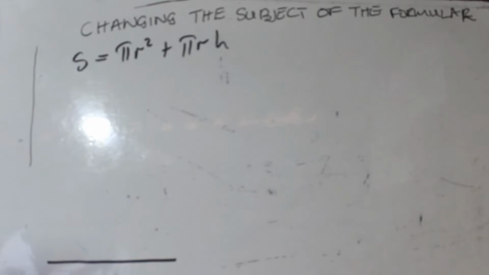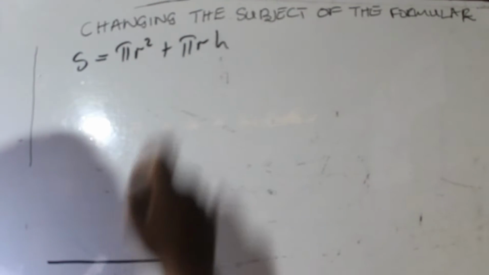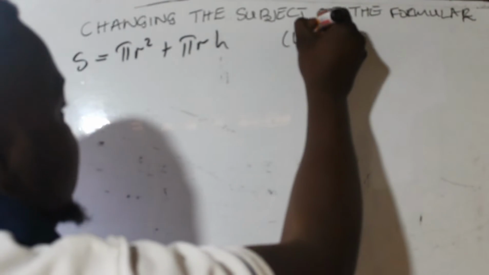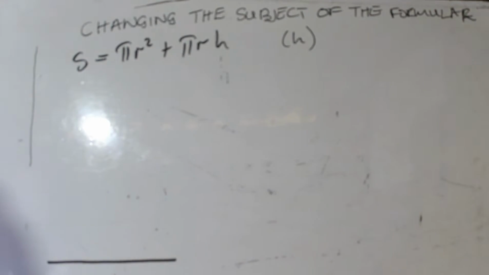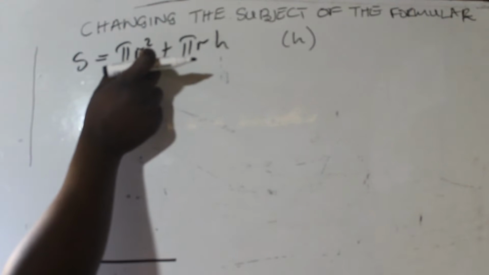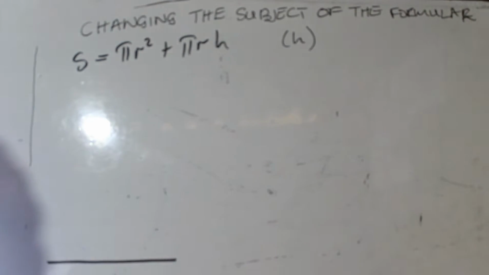Changing the subject of formula. We are given S equals pi r squared plus pi r h, and we want to make h the subject of the formula. To make h the subject, this part has h and this one does not have h. So the part which has h should be on its own side.